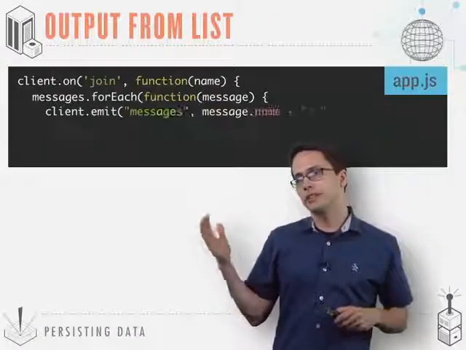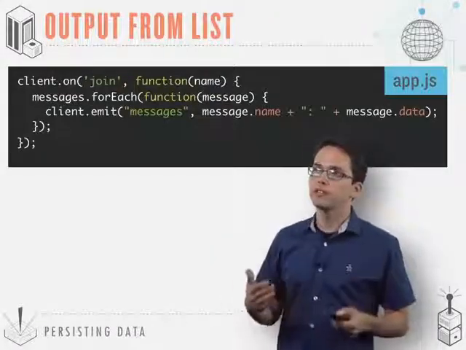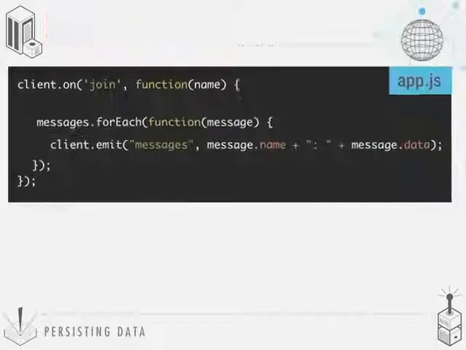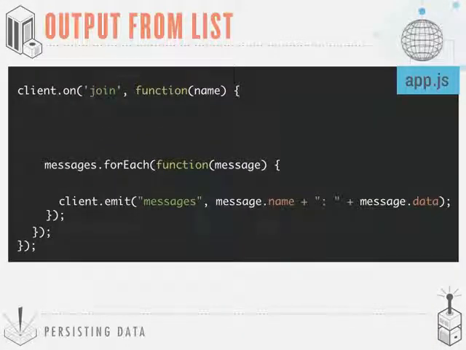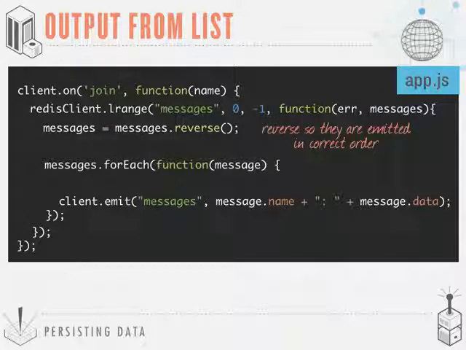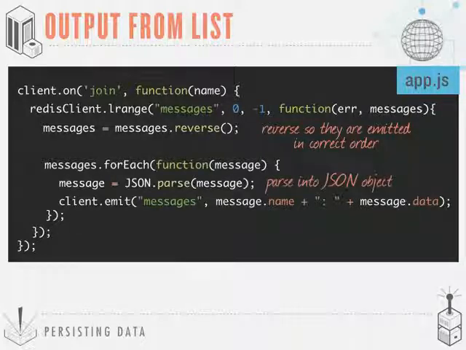Here's our old join listener, where we're iterating through all the messages when somebody joins and printing it out to the screen. We'll modify this code to use Redis, first fetching all of the list items with lrange. Then we'll reverse the messages so they're emitted in the correct order. Then we'll iterate through each message that gets returned in that list. First, parsing the string that gets returned into a JSON object, and then finally emitting that to the client.